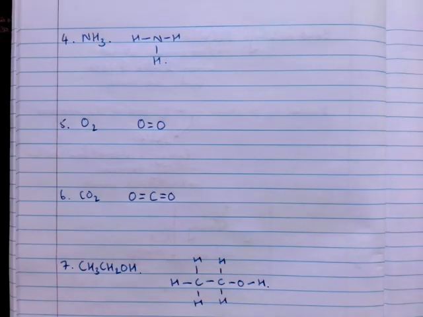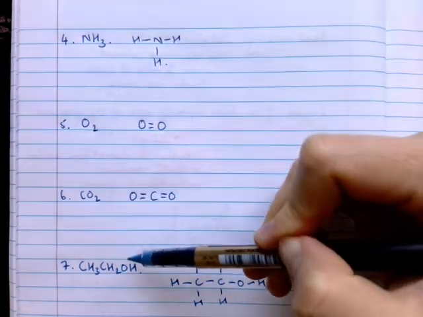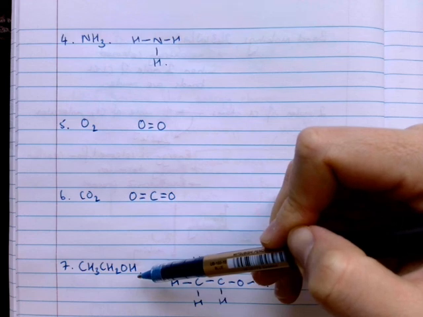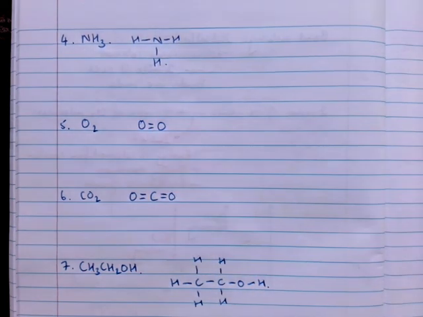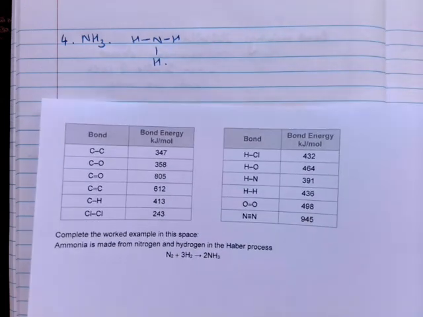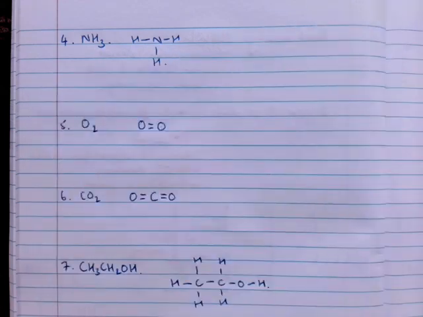Okay, so I'd like you to now have a go at a few of these. So here are 4 more for you to do: NH3, O2, CO2, and CH3CH2OH. And I've been nice and I've given you the structure of all of them. So use the values in the table, which I've sent you out in the task as well, to work out the total bond energies in those 4 molecules. Off you go.